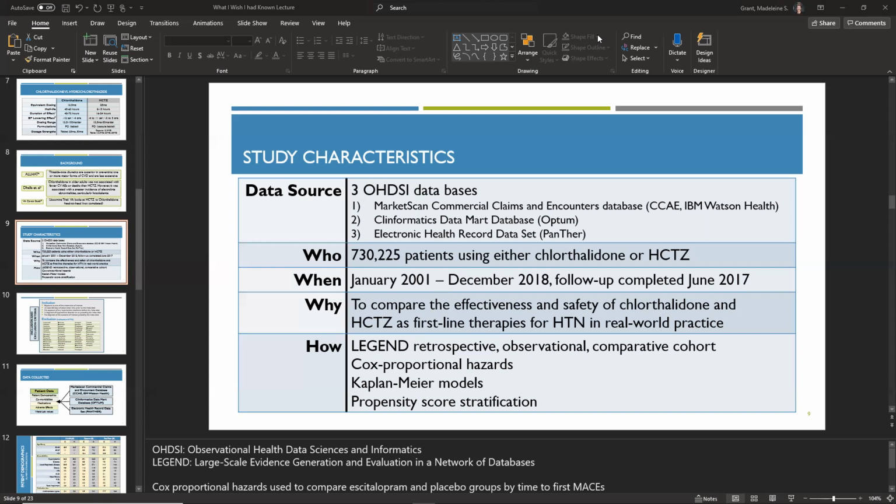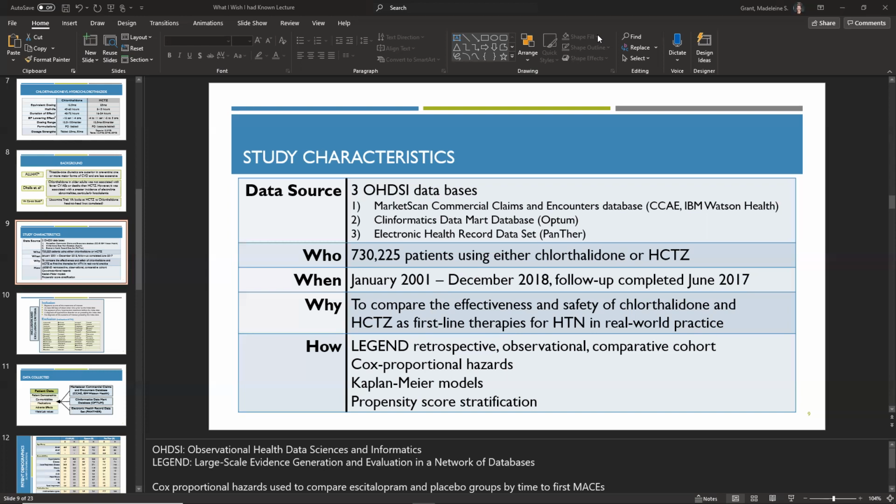Why can be interchangeable with objective. So you can say why or objective, it doesn't really matter. But this should be a 1 or 2 word sentence. It should not be really long because study characteristics is just meant to be kind of an overview of how they conducted the study.